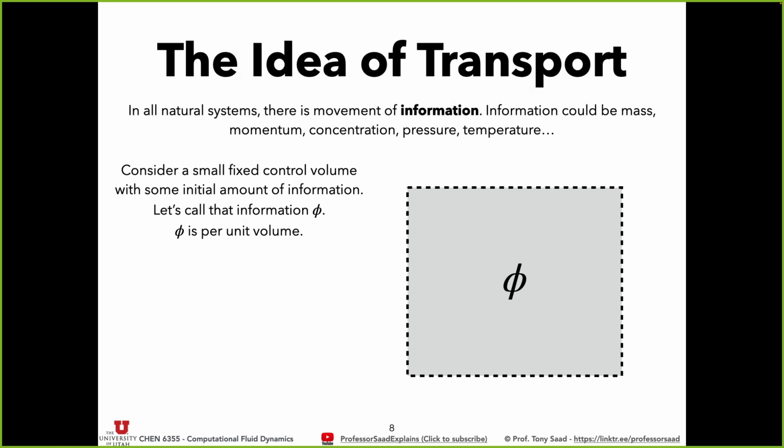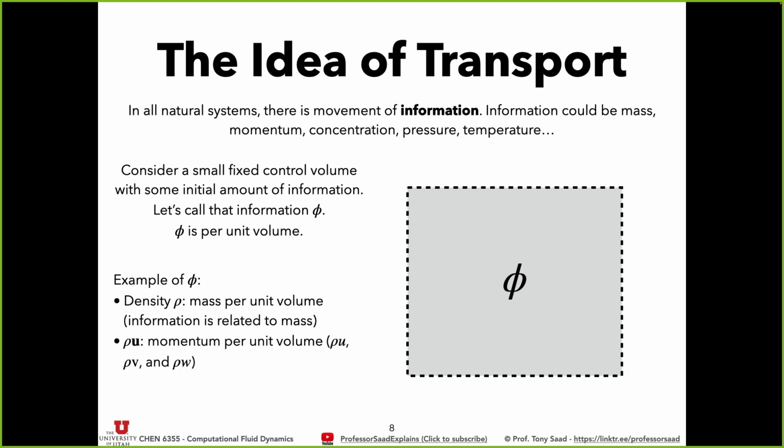What are some examples of phi? Mass. What is the equivalent of mass per unit volume? Density, right? Density is one version of phi. It's mass per unit volume. So there you go. That's one piece of information. Hint, hint, it's going to be related to conservation of mass. What about momentum? What is momentum per unit volume?